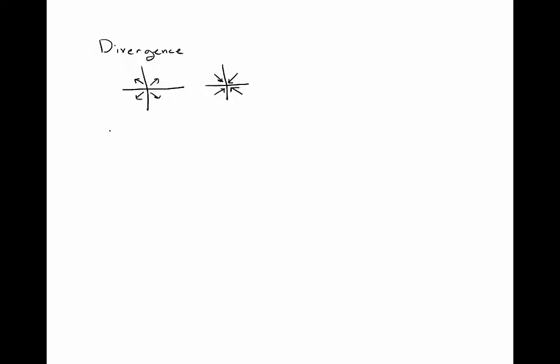And curl is what it sounds like. If you want to use another word, you could say it's a swirl. Think of curl like if you have a whirlpool. It often helps to think of these things in terms of water. Like here you have a source of water, and here you have a sink of water, and here's a whirlpool. So vector fields can have curl and divergence at the same time.